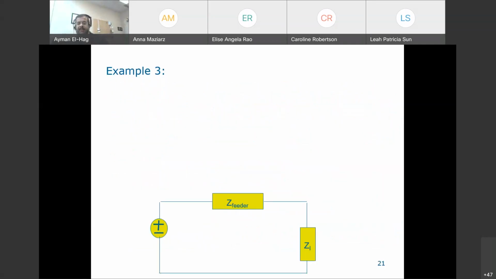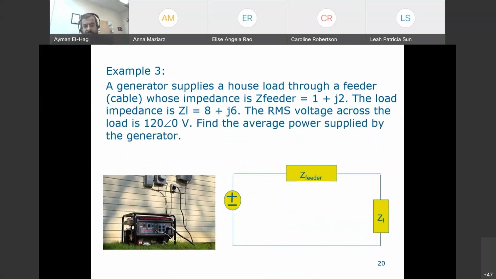Okay, so let's see this question. We have a generator supplying power to the house through a cable. So this is a generator connected by a cable to your house. Now this cable will have an impedance, and the house itself has its own impedance. So the generator supplies a house load through a feeder. A feeder means cable, same thing. This cable is called a feeder.